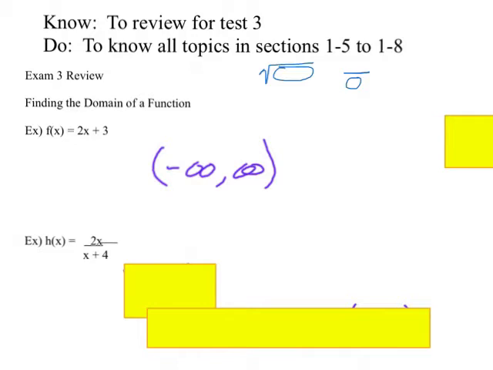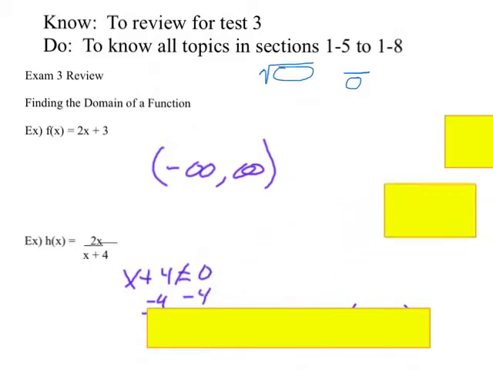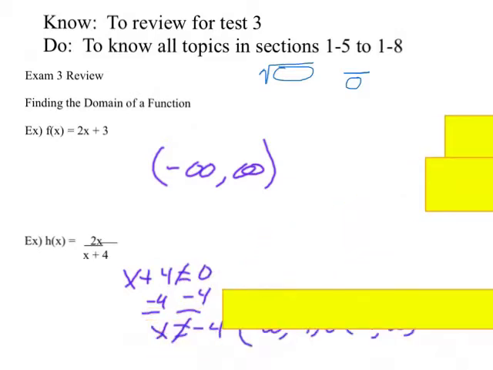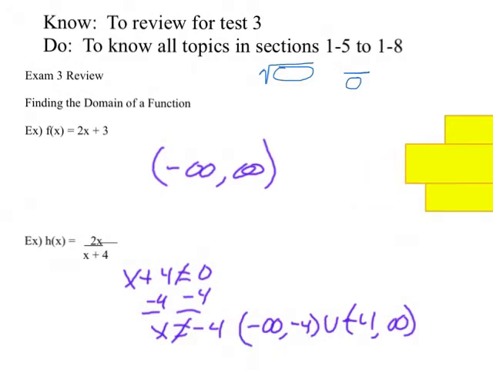Now, for our second problem here, we're going to take a look at this one, and I see x plus 4. So I'm going to take that x plus 4 and set it equal to 0 and solve it. Okay, so if I take that equal to 0 and solve it, I will get x is not equal to negative 4. Okay, so the way I would write that in interval notation, negative infinity to negative 4, and then negative 4 to infinity.